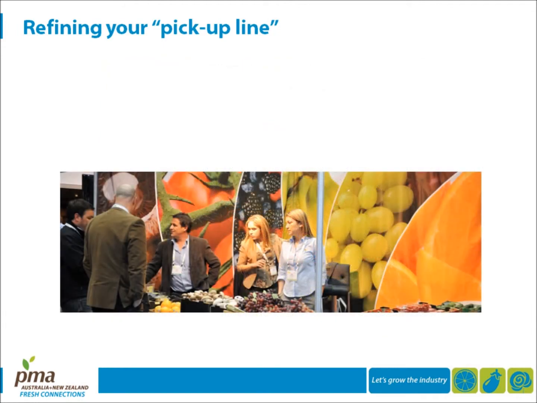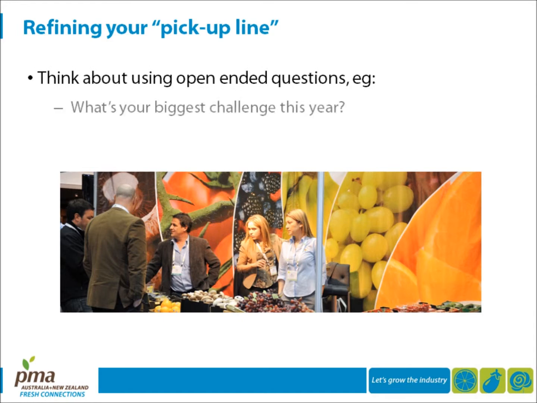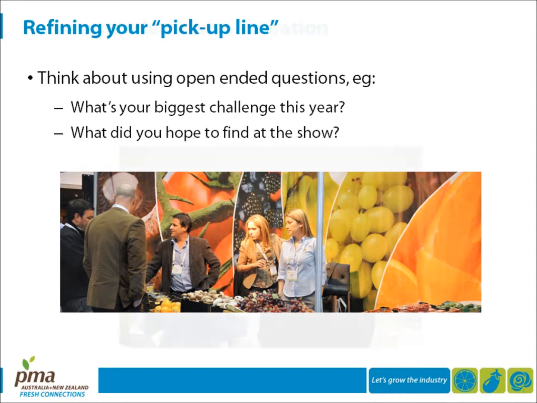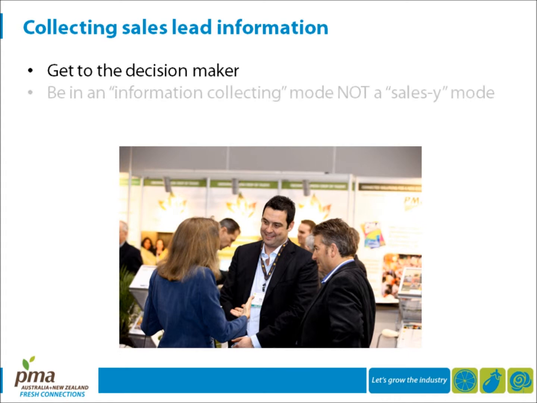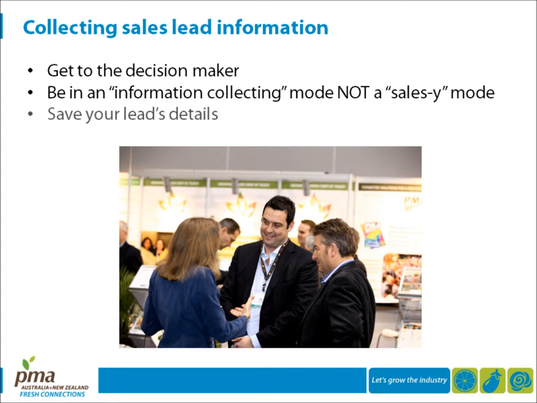So the key here is to ask open-ended questions. The open-ended questions automatically invite an answer longer than yes or no, allowing you to find out more about the potential lead. If your aim is to collect sales lead information, you will want to find out who the key decision maker is and how you can reach them. So it's better to stick to an information collecting mode rather than salesy mode. Making sure you have a good mechanism for saving your lead's contact details will also save you time in the long run.